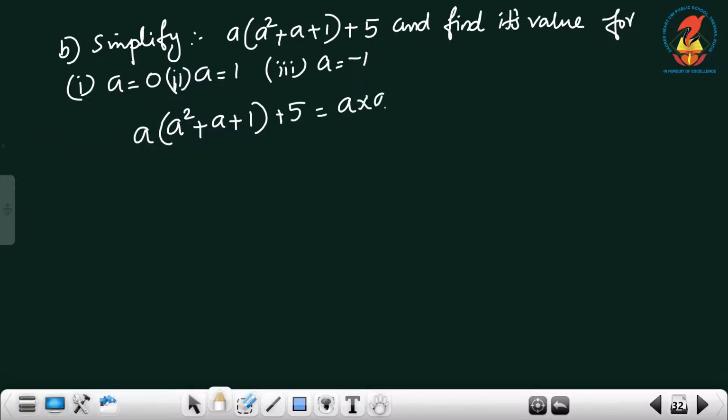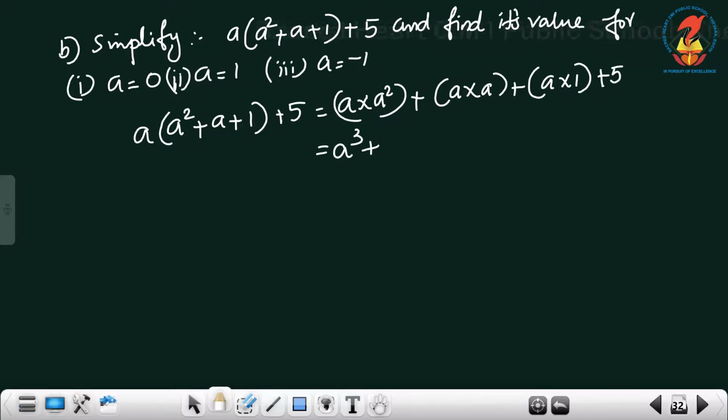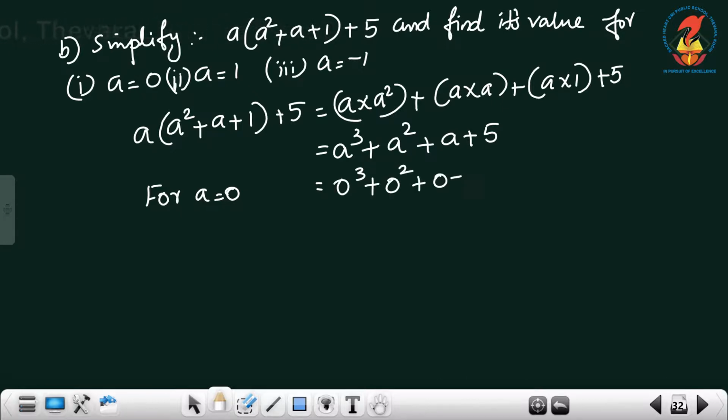A into A square plus A into A plus A into 1 plus 5. A into A square, A cube, plus A into A, A square, plus A plus 5. Okay. For A equal to 0, 0 cube plus 0 square plus 0 plus 5. Final answer, 5.